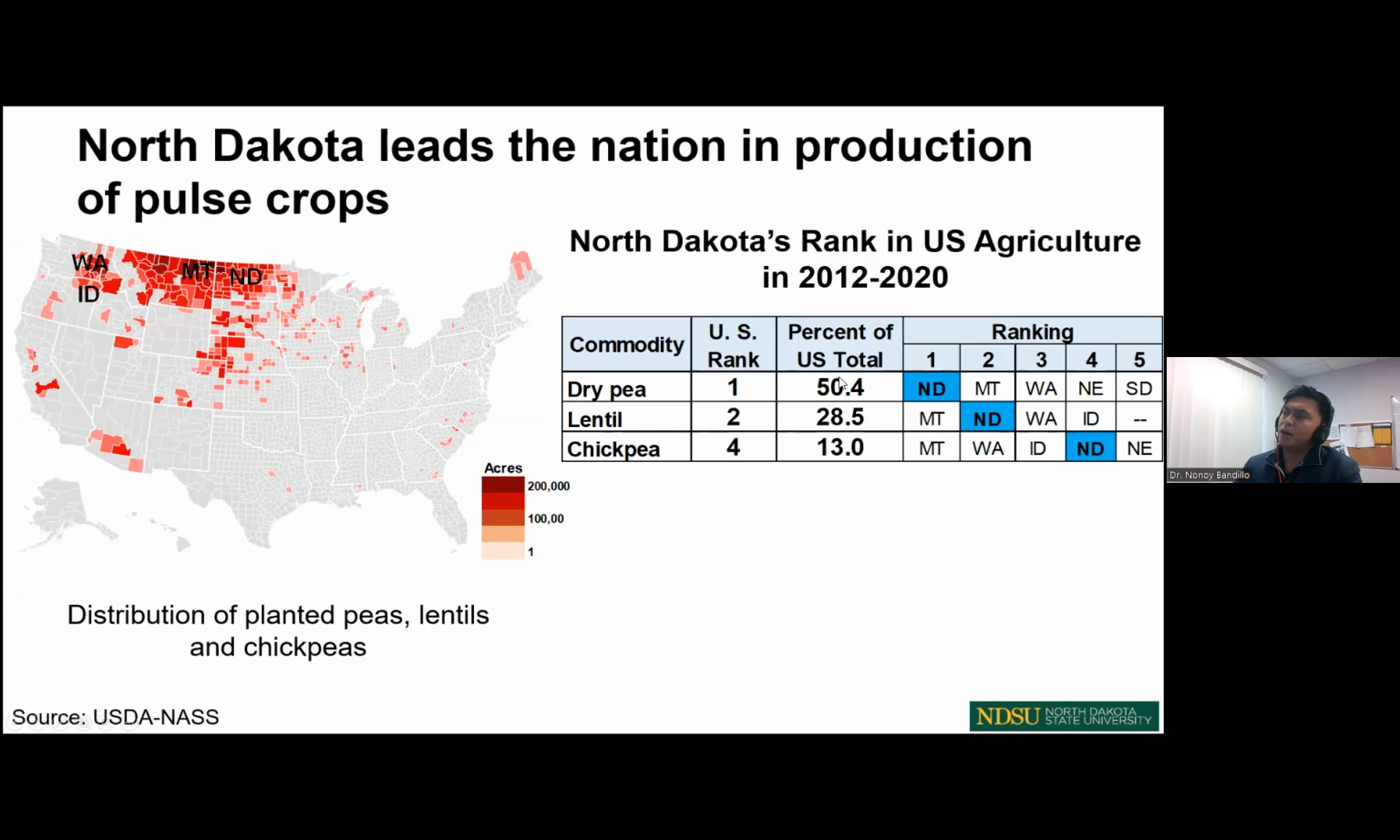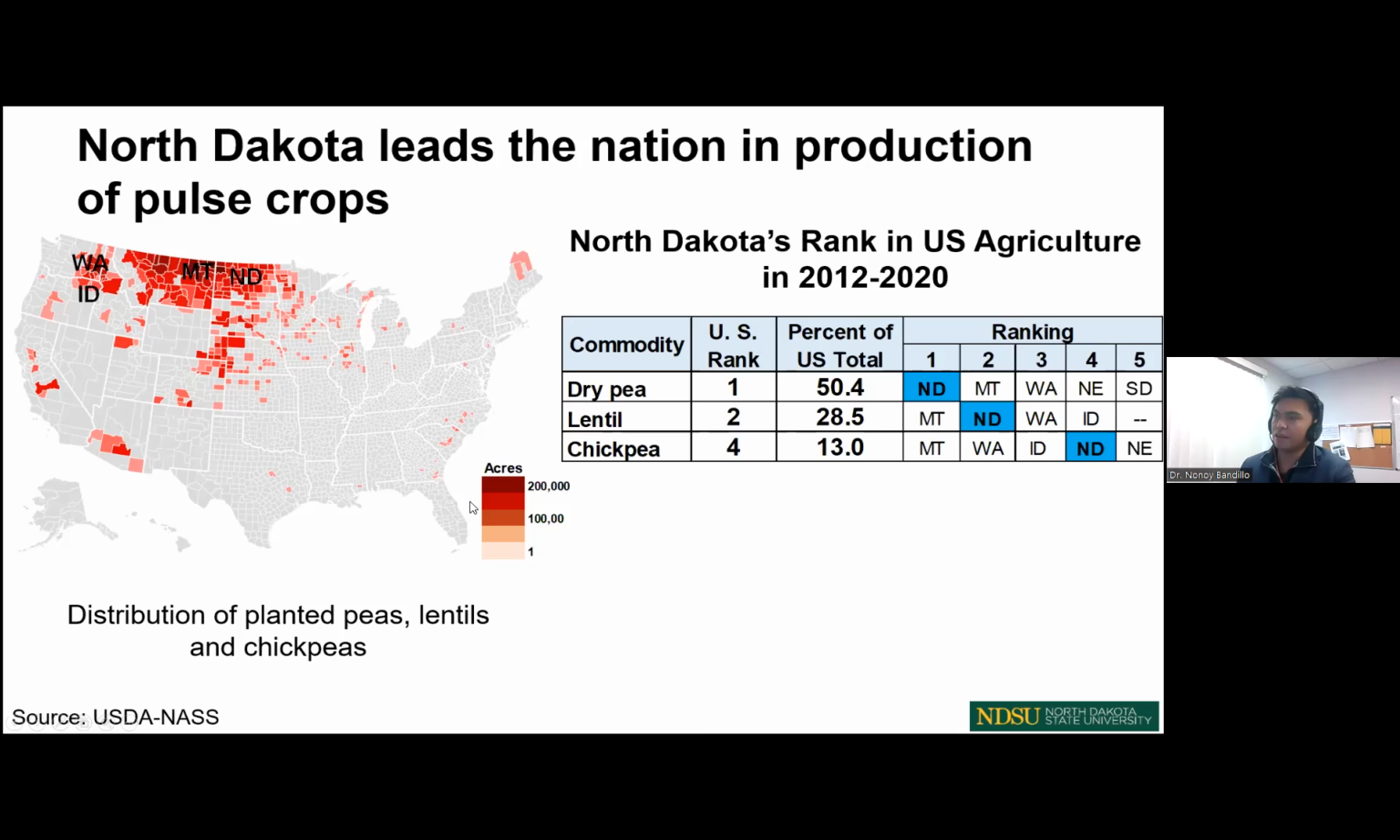Just look here on the ranking. We are #1 in dry pea in the past 10 years, providing about 50% of the total US production. We're second for lentil production, and then third or fourth, depending on how you look at it and the year, for chickpea production. You can see here there are two major regions producing pulse crops: the Northern Plains region of North Dakota and Montana, and the Palouse region of Idaho and Washington. And as you can see, it extends all the way down to South Dakota, Nebraska, Minnesota, Kansas, and even Iowa, you name it.